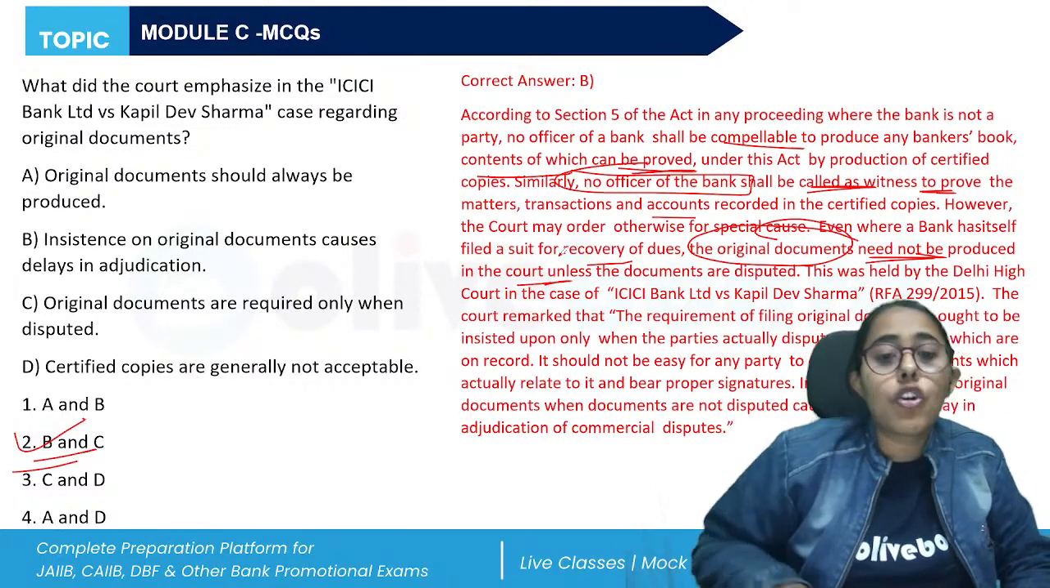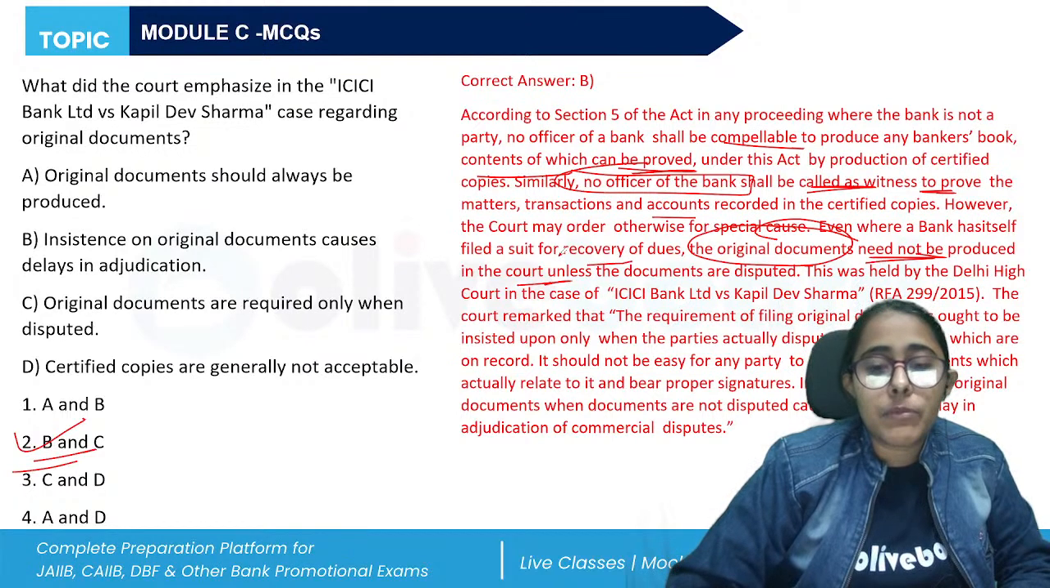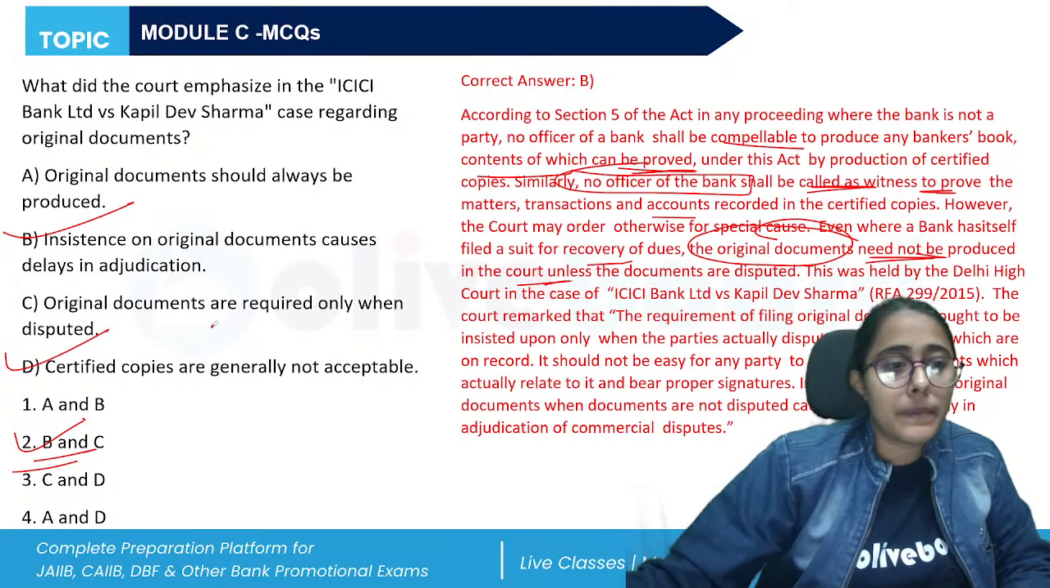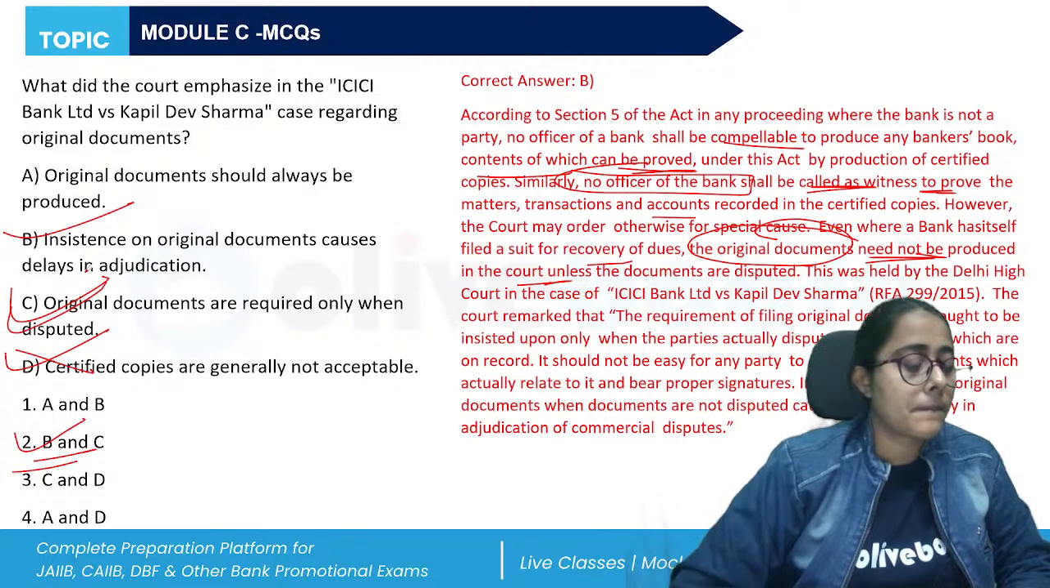So it is not a compulsion that the bank has to provide the original documents. They can provide a copy, right? They can provide a copy. And the original documents are required only when it is a disputed case. So B and C. Sorry, not B and D, but B and C.